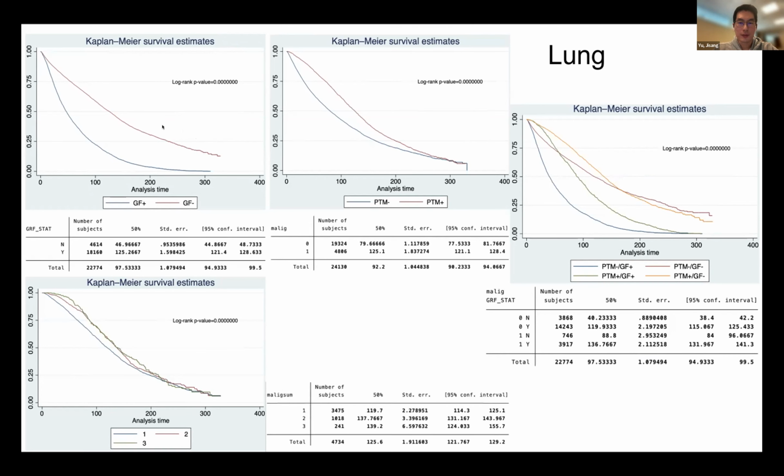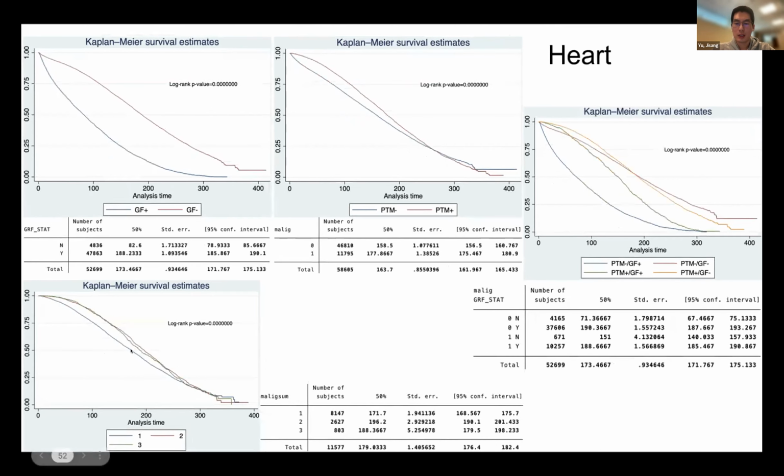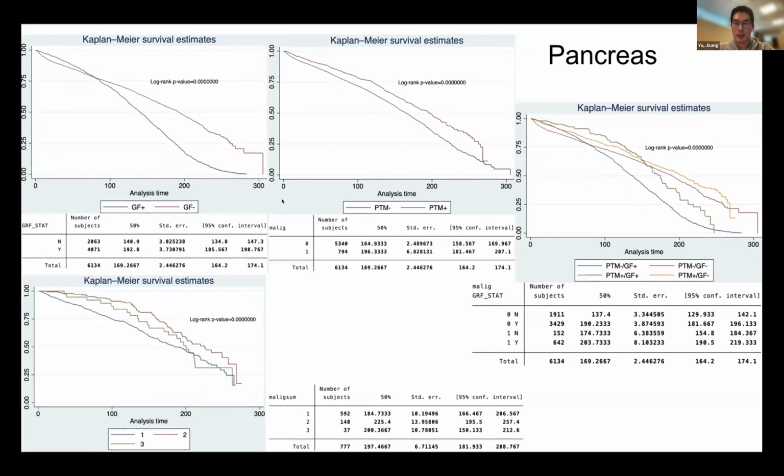In lung, the no graft failure group and the PTM positive group have higher overall survival, as you can see in previous Dr. Jian's data. In subgroup analysis, the trend is also similar. With more than one PTM type, it shows better overall survival, better survival in the 2 and 3 groups. In heart, it's very similar to lung results. And you can see pancreas. The trend is also similar to lung and heart. Without graft failure and with PTM, there is better survival observed.